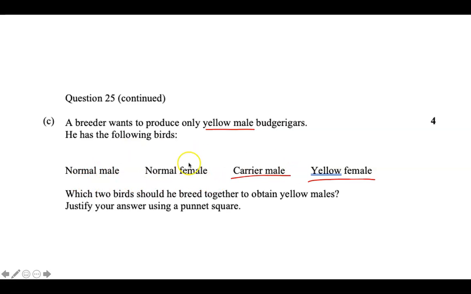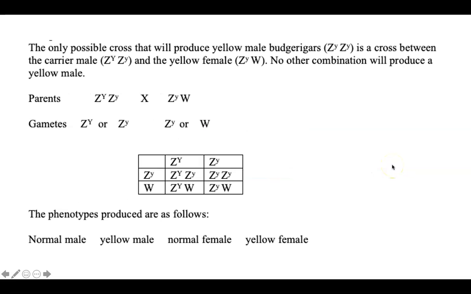These two genotypes here of the normal male and normal female are not going to have that recessive yellow allele on it at all, so we can't breed those together and get a possible yellow male as a result. So these are the only two options that we can possibly breed together. And so the only possible cross that will produce yellow male budgerigars, which is Z little y, is a cross between the carrier male and the yellow female. No other combination will produce a male.